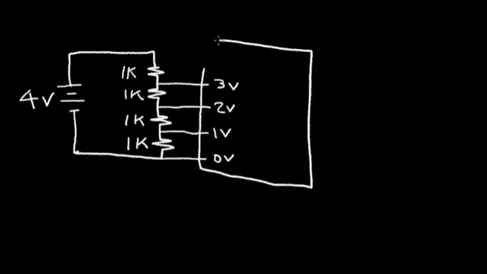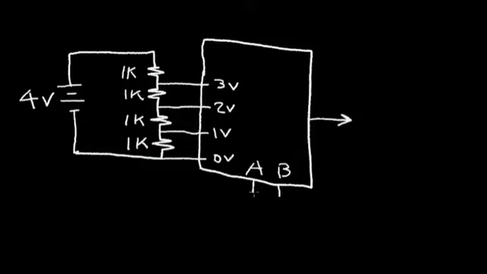Now let's draw a box here that represents the circuit we're going to create. And we're going to have 2 inputs to this circuit. We'll call one input A and the other input B. And I want to have one output from this box that will be either 0 volts, 1 volt, 2 volts, or 3 volts. And this circuit is called a digital to analog converter. What it does is it takes digital inputs A and B and it converts it to an analog voltage at the output.